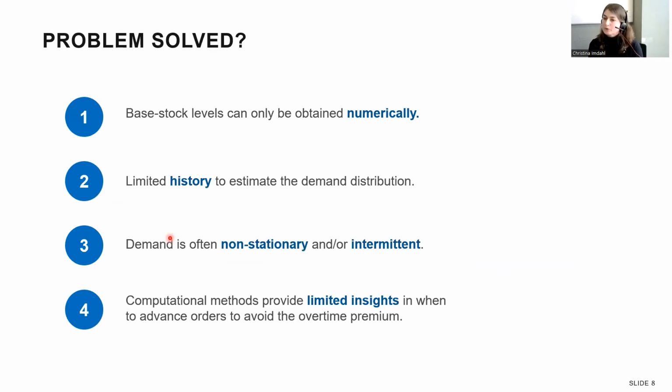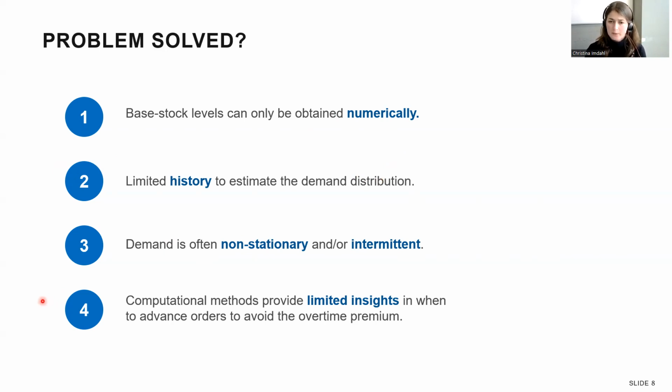So problem solved. We know what the stochastic optimal policy is. Well, we don't know the full policy. We know what the policy structure is, but we don't know how to obtain the base stock levels. So far, we can only obtain those base stock levels numerically. And this is typically difficult because we may have limited demand history to estimate the demand distribution, or demand is non-stationary and intermittent, making the numerical derivation of the base stock levels difficult.